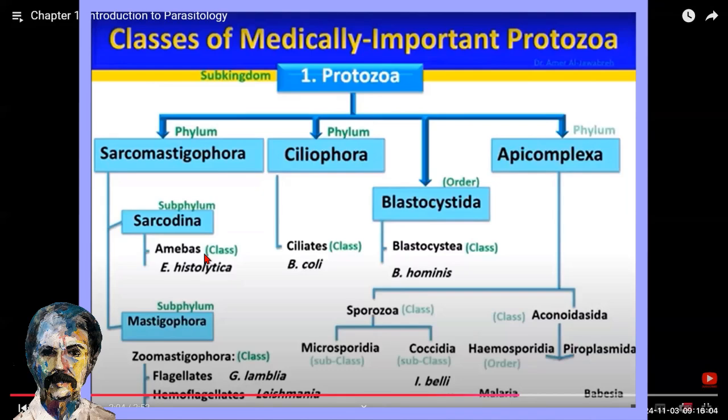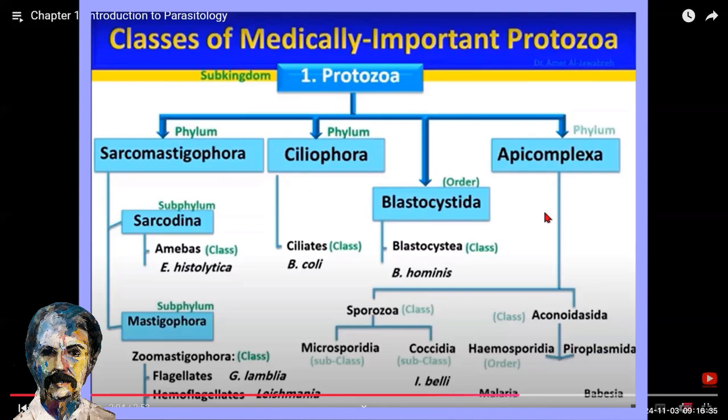Flagellates in the intestine, like Giardia lamblia, we are going to talk about no less than 7 or 8. And the hemoflagellates, we will talk about two, Leishmania and Trypanosoma. These will take a lot of time, but we will make sure that we go very fast so that we don't get behind. Then we go to the Ciliophora, only one, Balantidium coli.